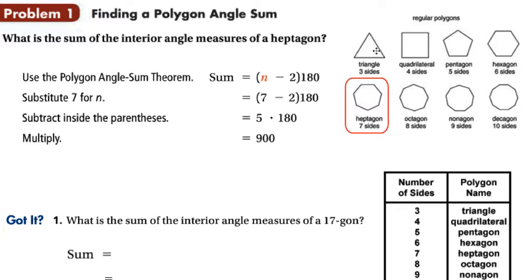You already know that the sum of the interior angles of a triangle is equal to 180, and you can use this same formula. A triangle has 3 sides, and 3 minus 2 is 1, and 1 times 180 is 180. So that's actually the formula you're using without even knowing it.